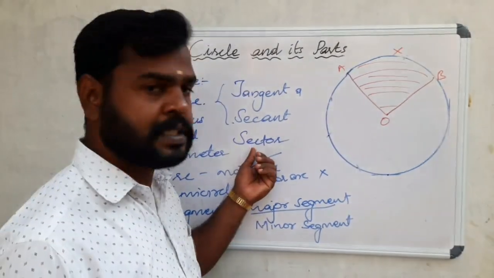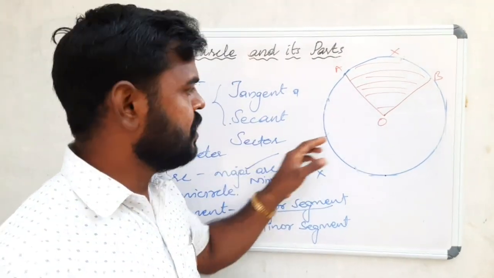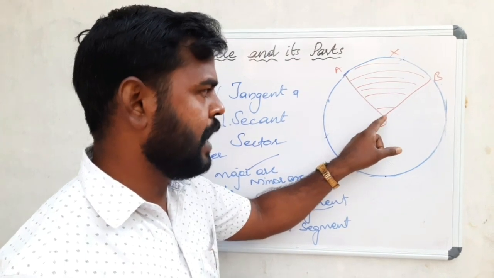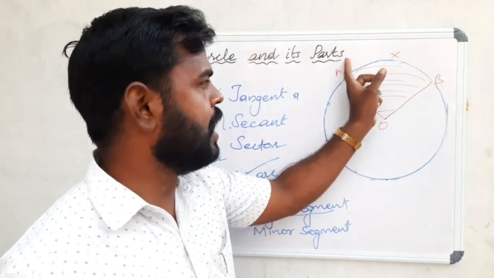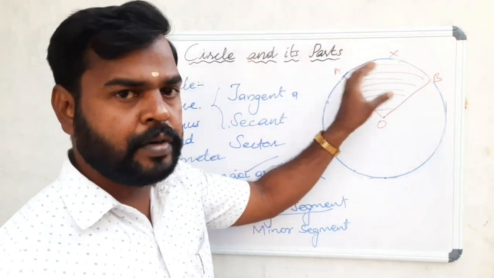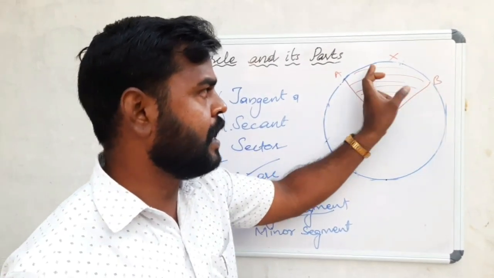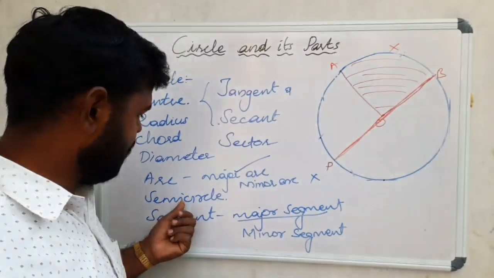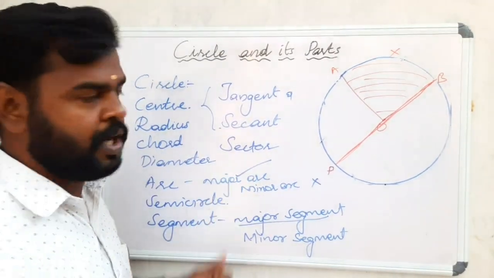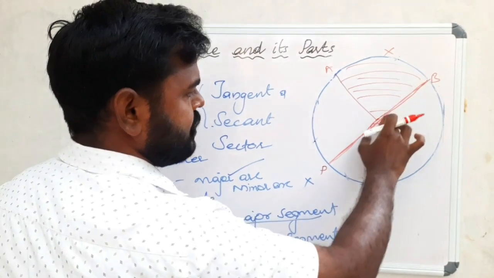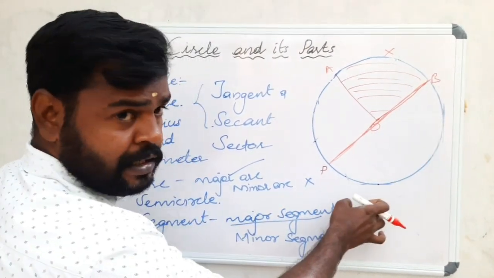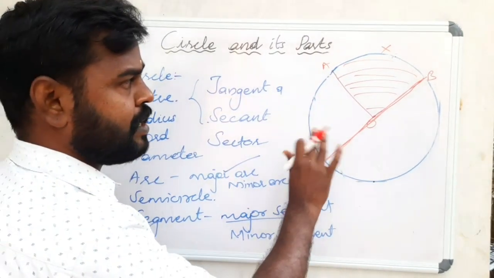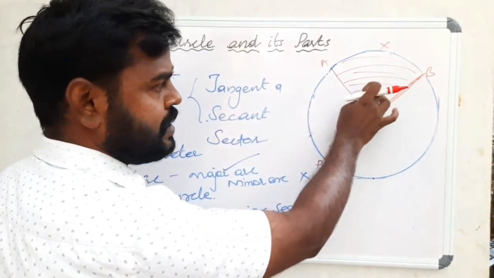Now let us discuss sector. A sector is the area covered by two radii, AO and OB, and the arc AXB. The area bounded by two radii and an arc is called a sector. Note the point: a semicircle is also a sector, because see, this is a radius, this is also a radius, and this is an arc. So a semicircle is also a sector, but all sectors are not semicircles.